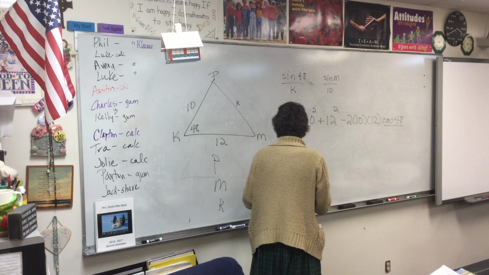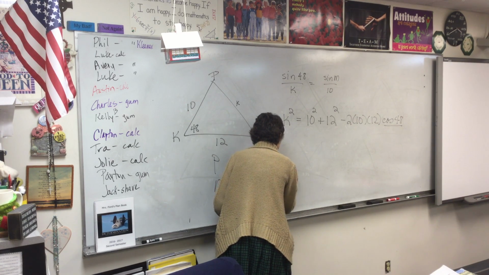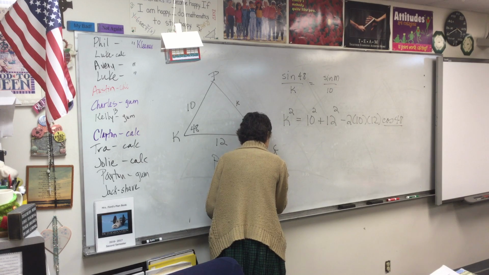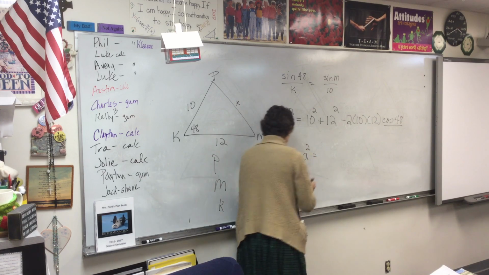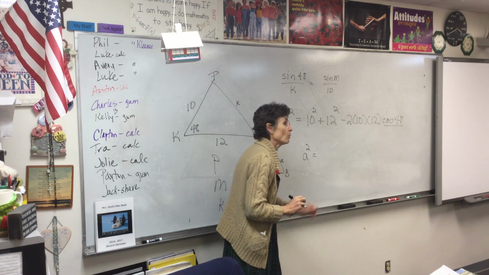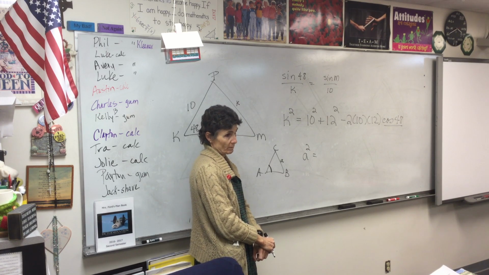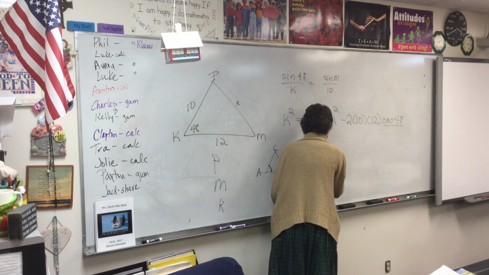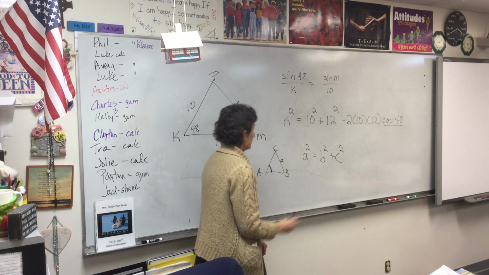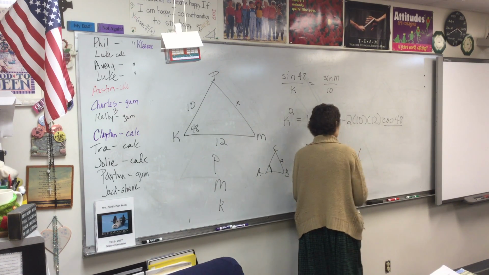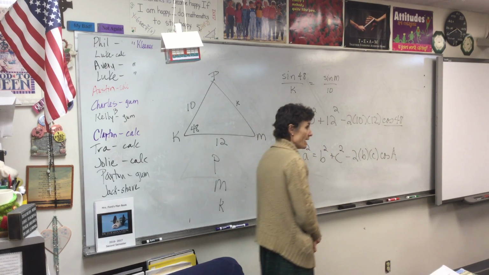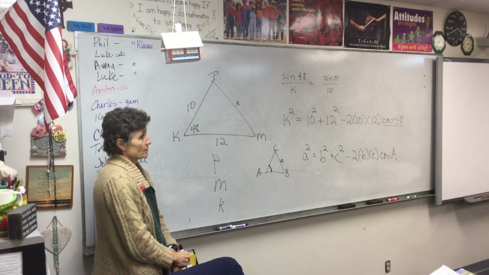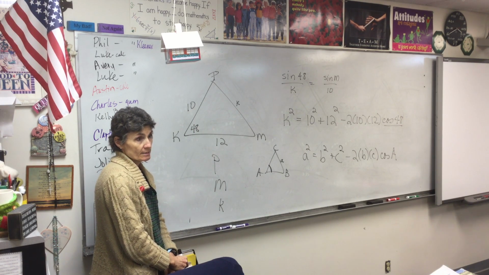Okay? So if I had triangle ABC, and I were using angle A, then I would say A squared, because that's the angle I'm going to use. A squared, and what would that equal? We're building the formula for you. What would that equal? B squared plus C squared, the other 2 sides, minus 2, that's always there, times B times C times the cosine of A. That's your law of cosines.